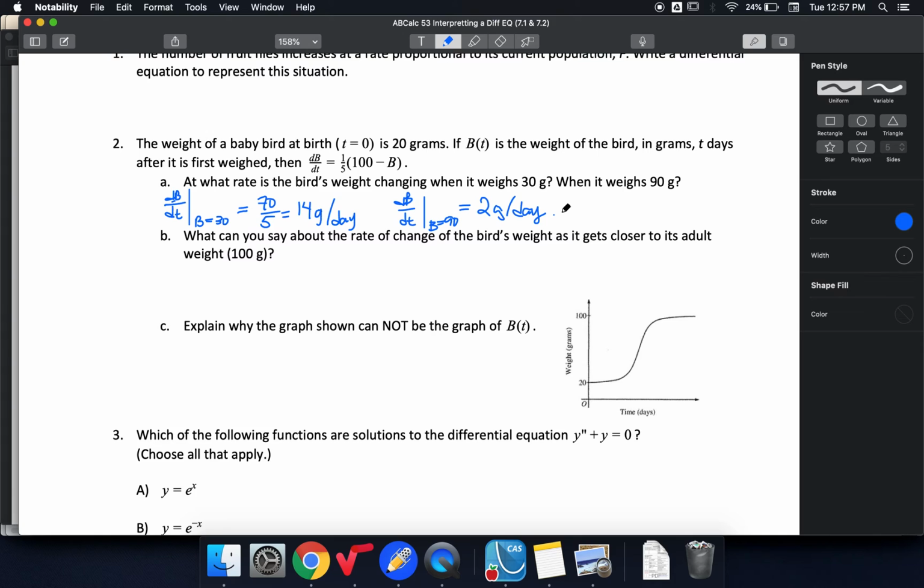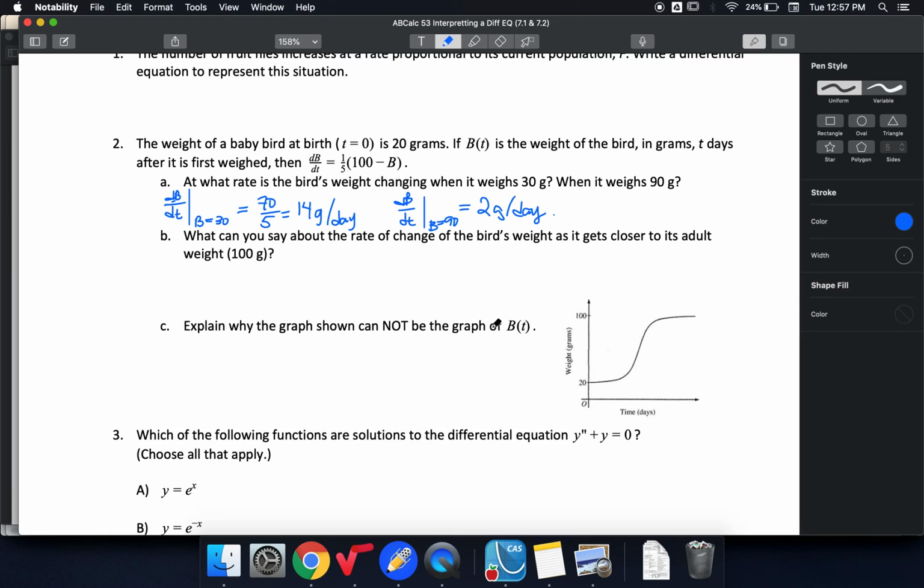So notice, the more a bird weighs, the slower its weight is changing. That makes sense. When you're a baby, you gain weight rapidly, and then as you get closer to adulthood, hopefully you stop gaining weight so quickly until you plateau at your adult weight. So what can you say about the rate of change of the bird's weight as it gets closer to adult weight? That's what I just described. So put that into your own words.